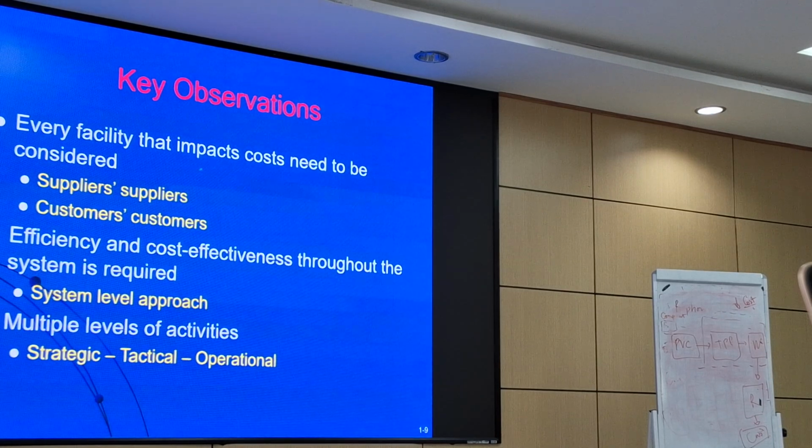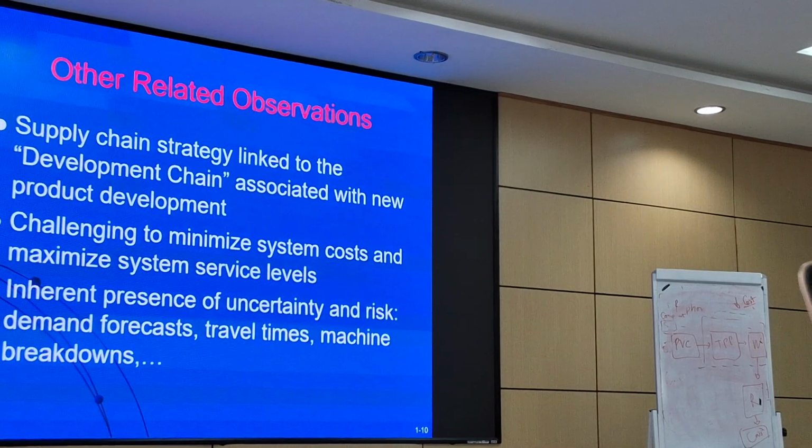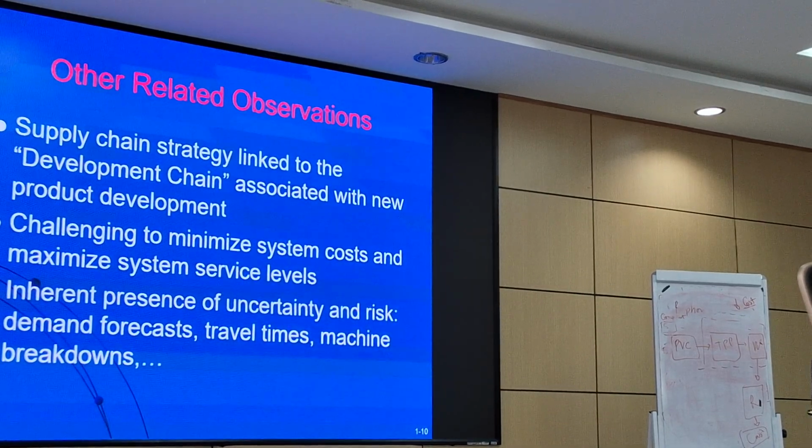So in the supply chain, we have to consider supplier and customer. So from the perspective of the whole supply chain, that is the system level approach rather than an individual approach. Okay? We have multiple levels of activity, including strategic, tactical, and operational. So let's see the multi-level of activity.